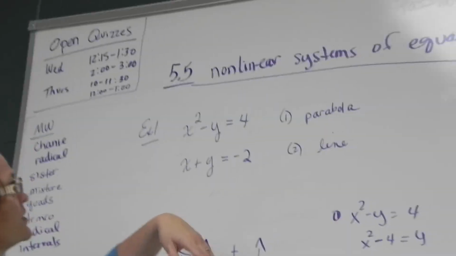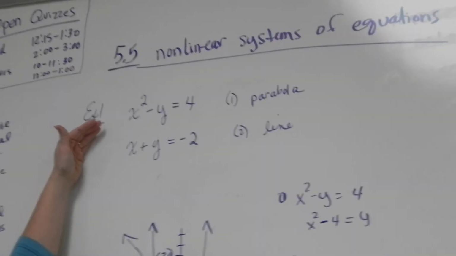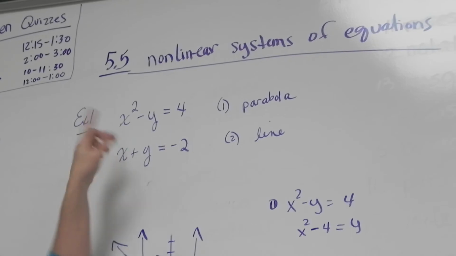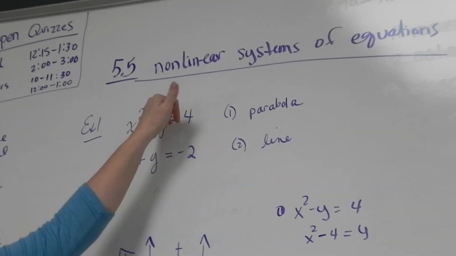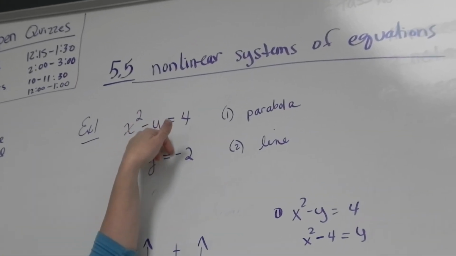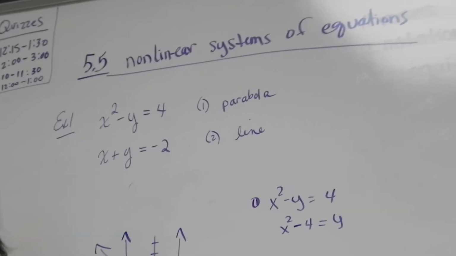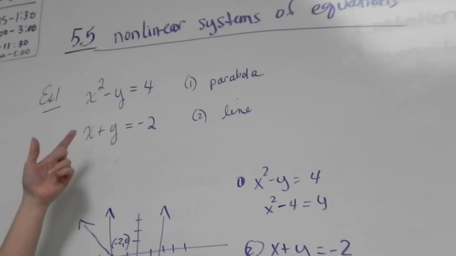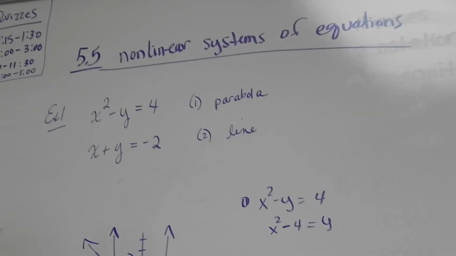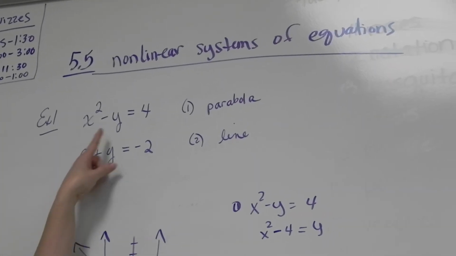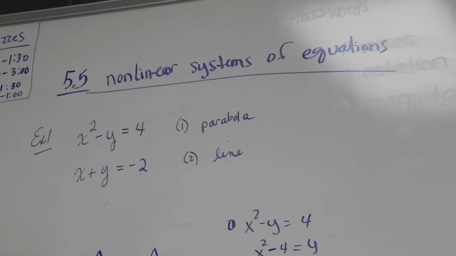So in example 1, you'll see that we have a parabola, and I know it's a parabola because y is to the first and x is to the second. That's always the clue we look for in a parabola: only one of the variables is squared. And then the other equation is a linear equation, x plus y. X to the first, y to the first, those are our lines.